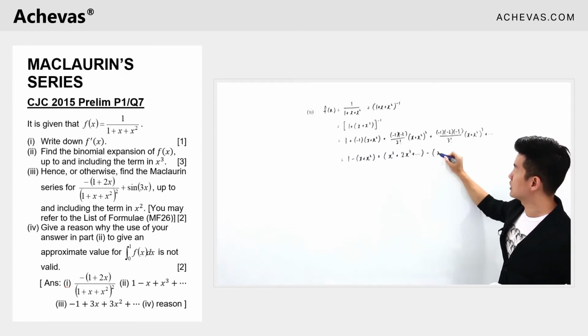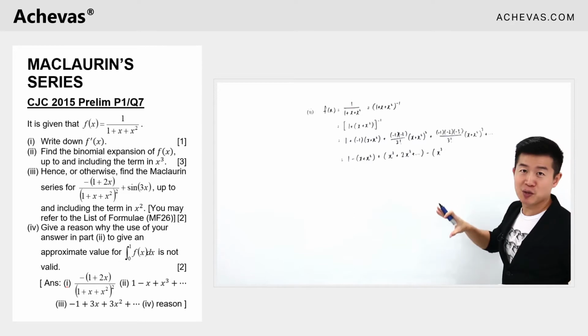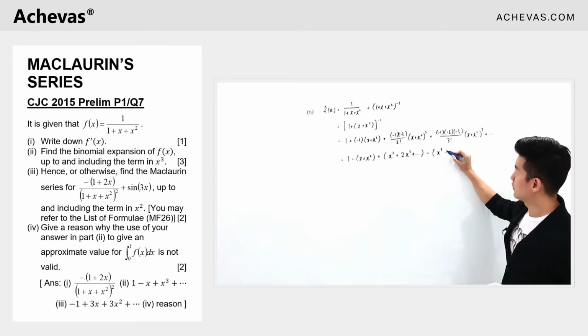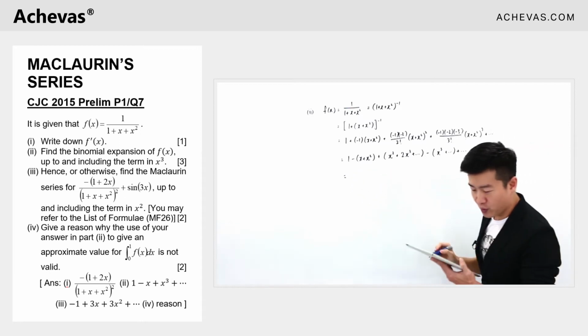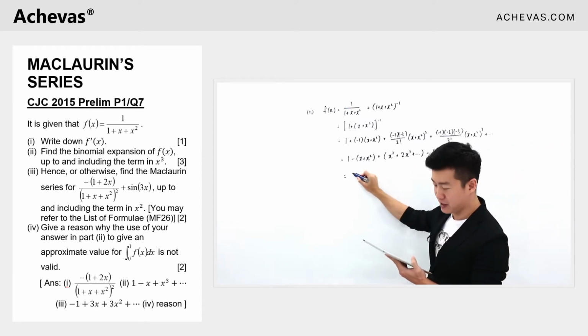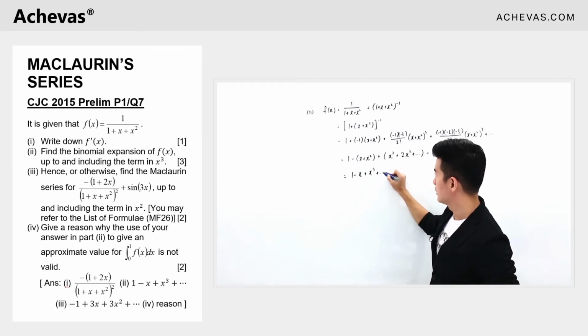Then this is going to give me a minus 1, so negative of this. If I were to expand, I'm just going to keep the first term. The rest of the terms are going to be higher than x³. So if I were to simplify, I'm going to get 1 - x + x³, and so on.